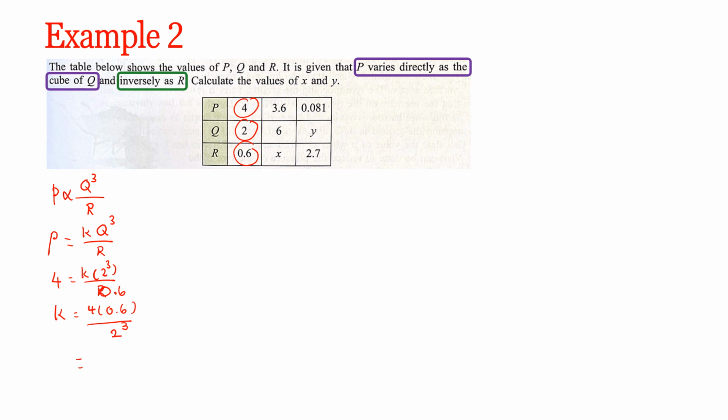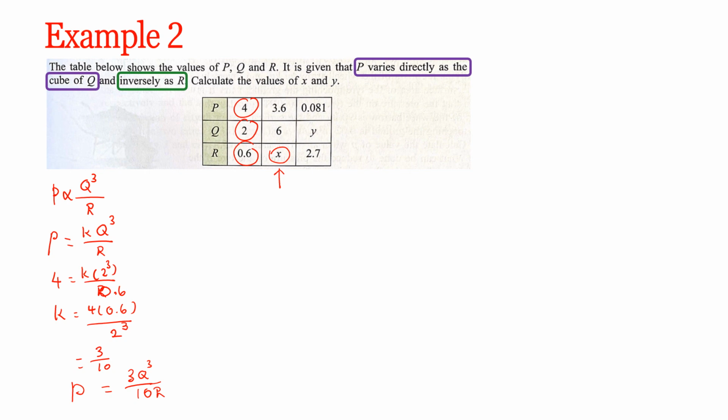So you will get k equals 3 over 10. So your equation will be p equal to 3q cubed over 10 r. From this equation you can find the value of s by substituting p equal to 3.6 and q equal to 6.